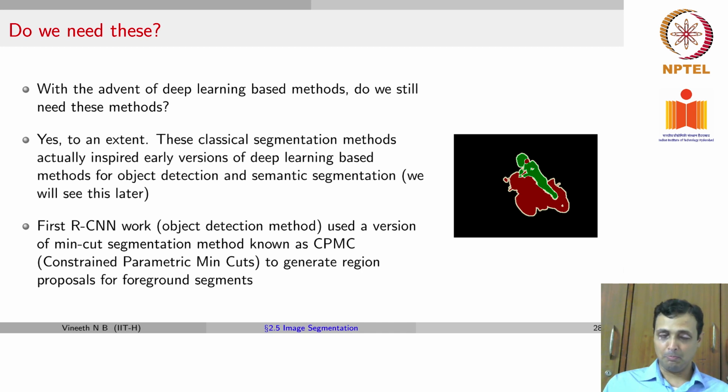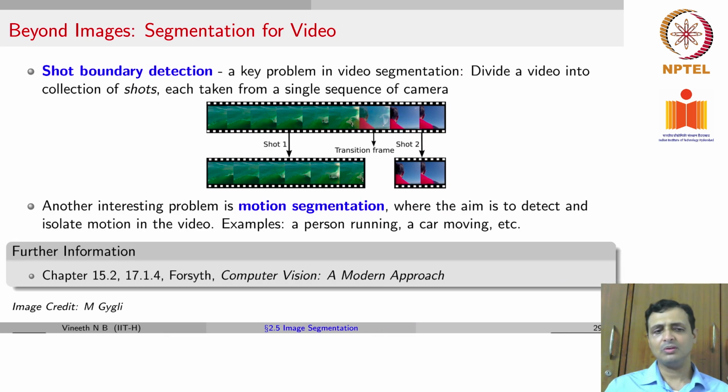For the initial methods of deep learning for object detection, these kinds of segmentation methods were actually used to generate what were known as region proposals where the objects could lie. As I said, one of the first R-CNN, which is a region CNN work that was used for object detection, used a min-cut segmentation method known as CPMC, constrained parametric min-cuts, to generate region proposals for foreground segments. We will talk about this in detail when we come to that section of this course. But that's the reason why image segmentation is useful for you to know at this time.